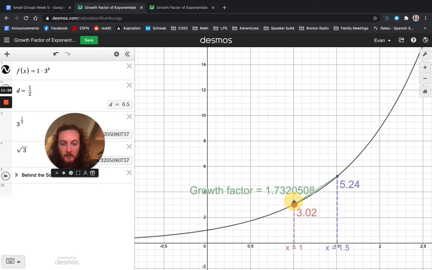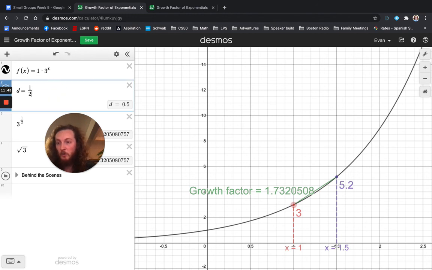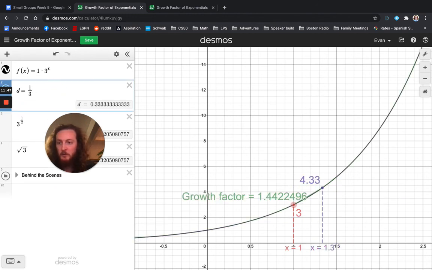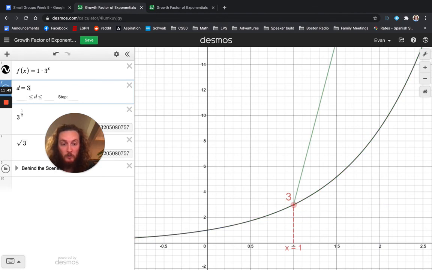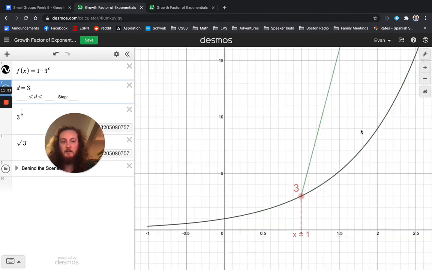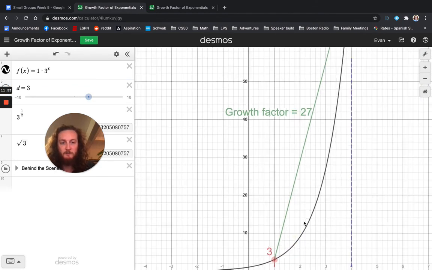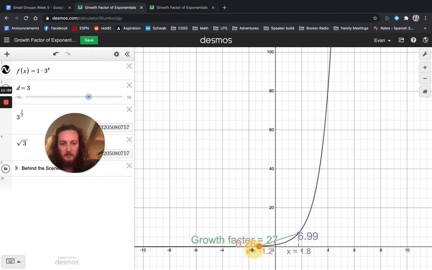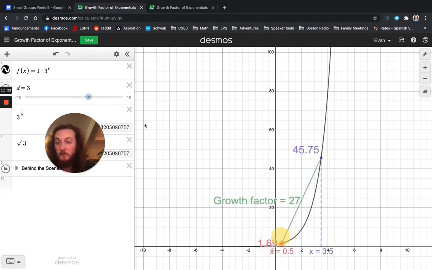And that property is true even if the distance between your x values is a 1/2 or a 1/4 or a 1/3 or 2 or 3. That growth factor is going to stay the same no matter where you are on your function.